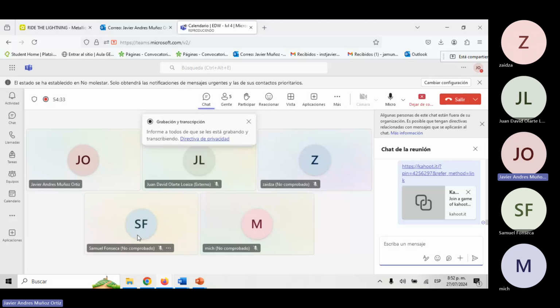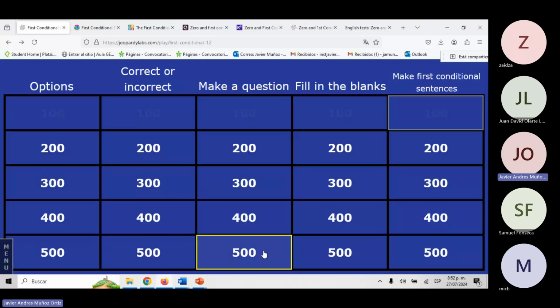Okay, let's go then with participations, with the participants. Let's go with Juan, then Samuel, and then let's go with Michelle. So Juan, choose the category and the score. Okay, copy. And so for correct and correct.